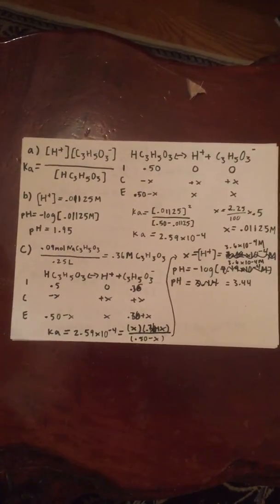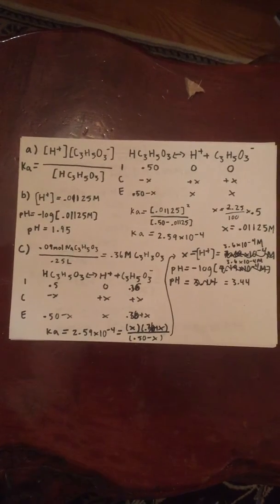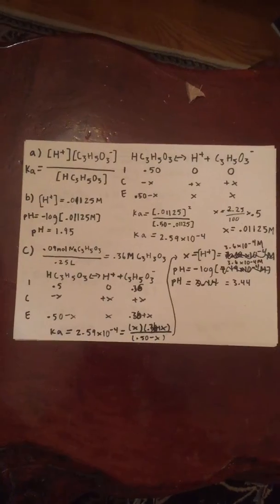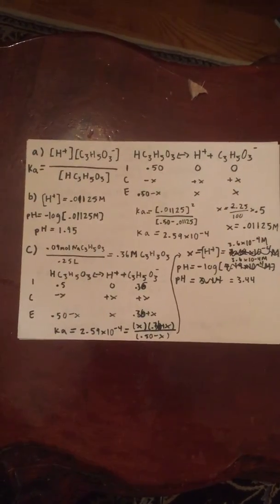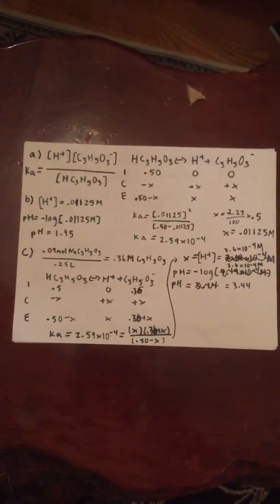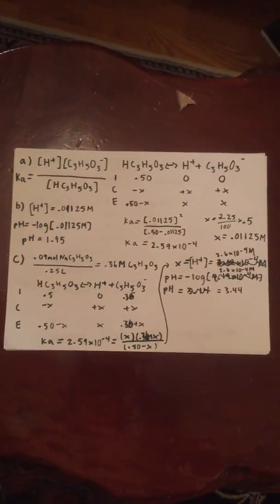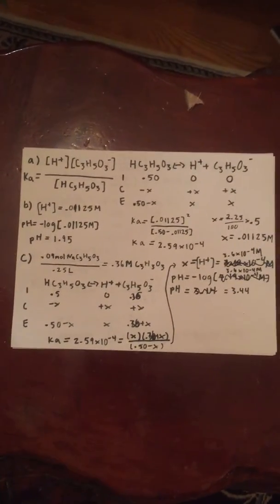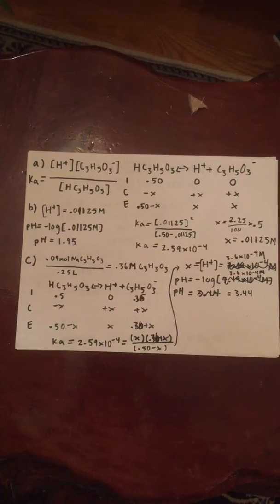So I did this by just using the H plus that I have, and you know that the H plus is going to be equal to your X value, which is 0.01125, and then to find the pH, you do the negative log of that H plus value, which is 0.01125, and you get the pH of 1.95.